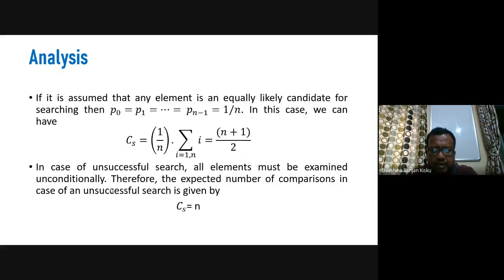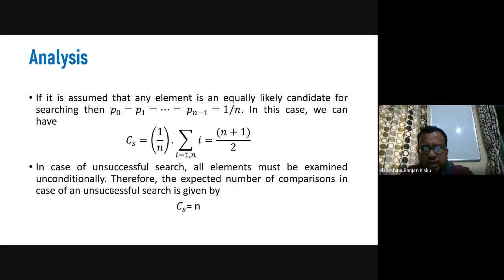Now we can assume that any element is an equally likely candidate for searching. Then we have P0 equals P1 equals Pn minus 1, and this gives us 1 by n, because if each element in the list A is an equally likely candidate, then the probability for each element becomes 1 by n. So in this case the expected number of comparisons Cs becomes 1 by n into the summation over i, where i varies from 1 to n.